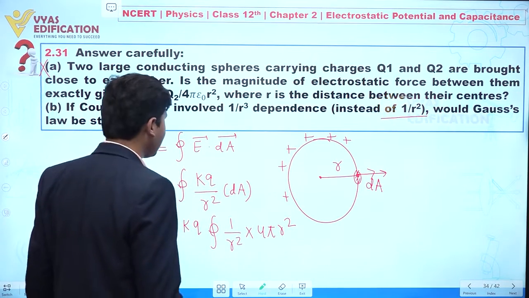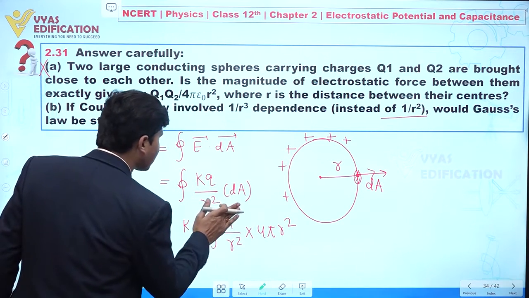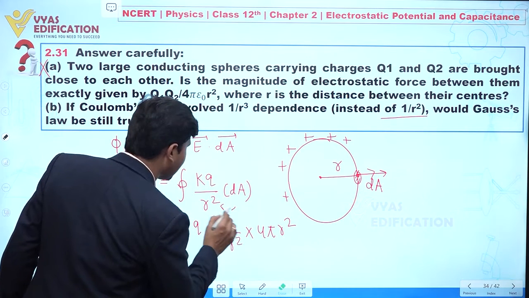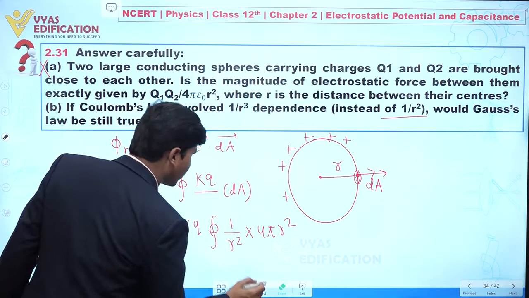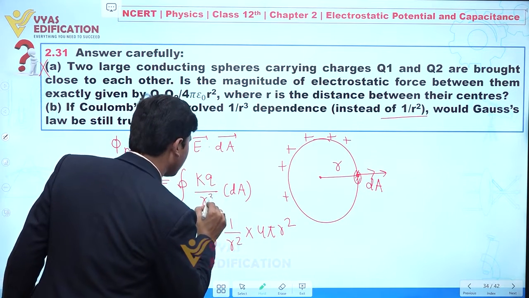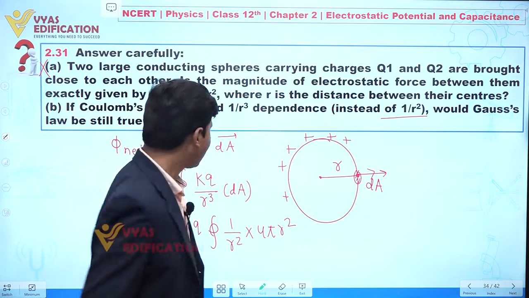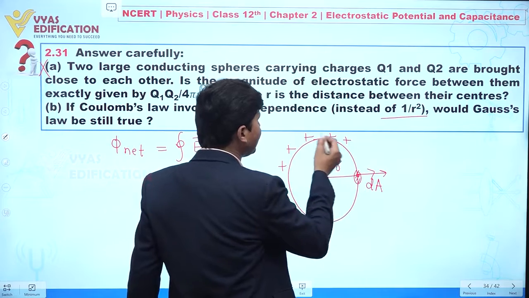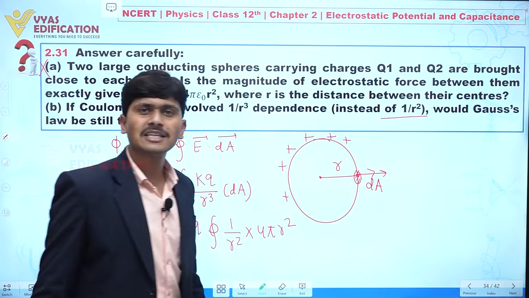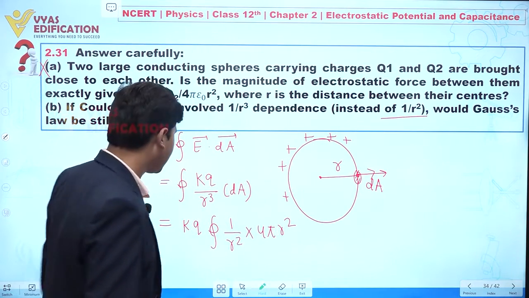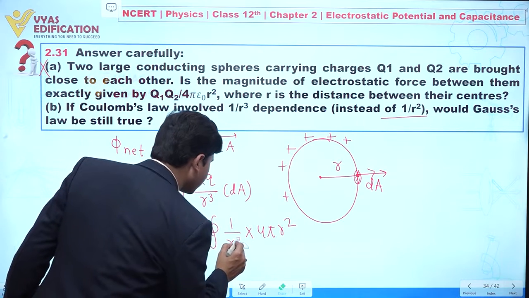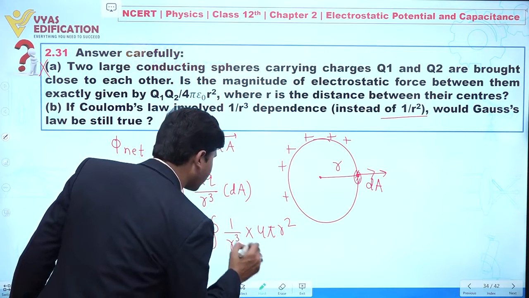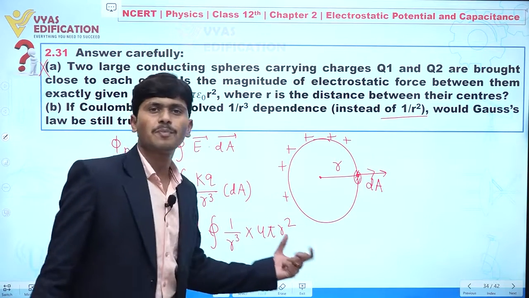At that time it is given that the electric field is going to vary with r cube. Clear? And we can say here we have surface area dA. So if we add up dA, this is equal to 4 pi r square. Clear? So now you can write like this. If we write here this is r cube, and here you can write this is 4 pi r square.